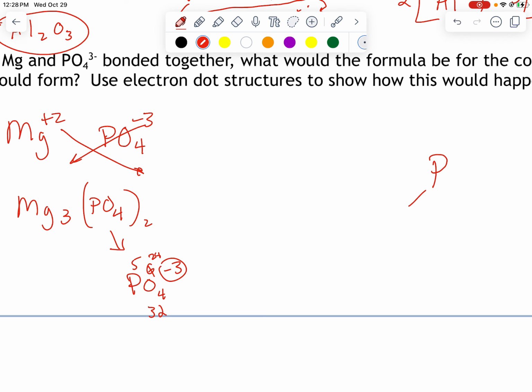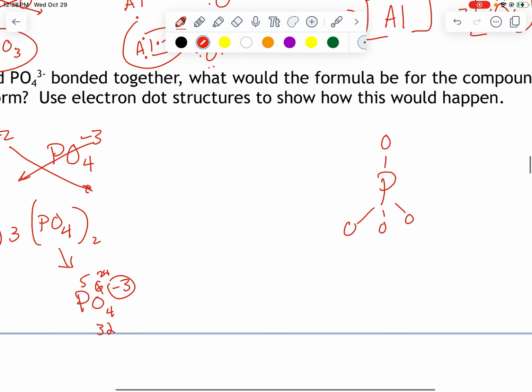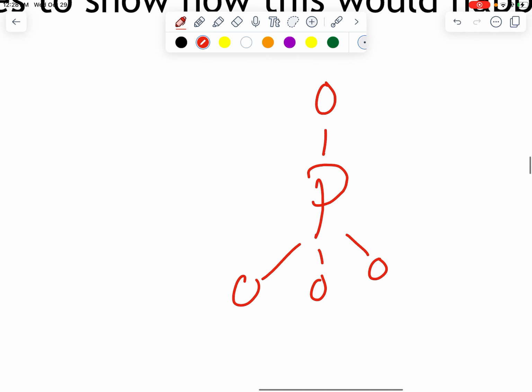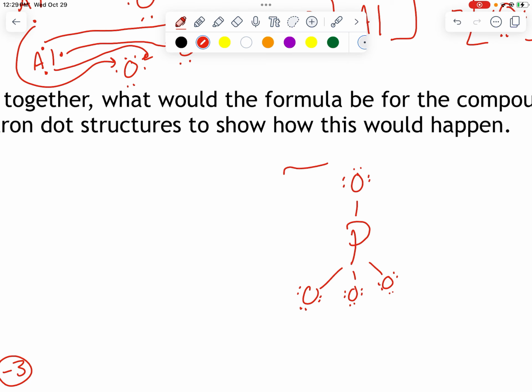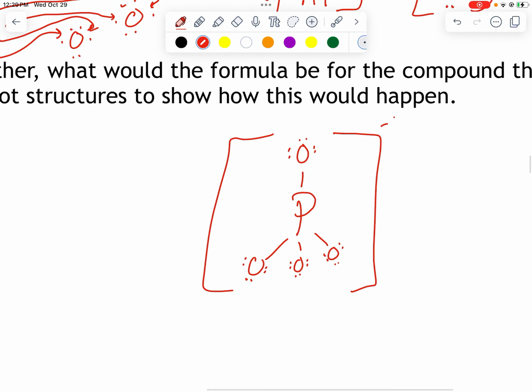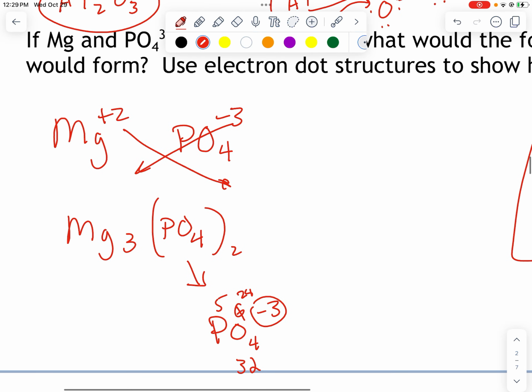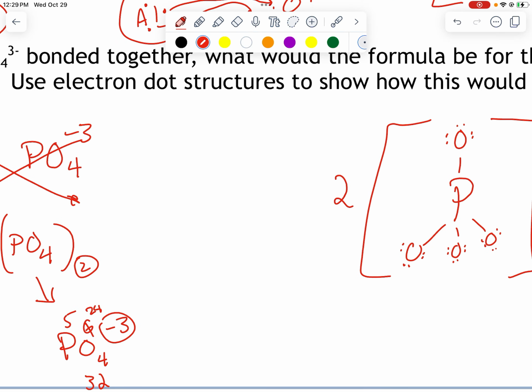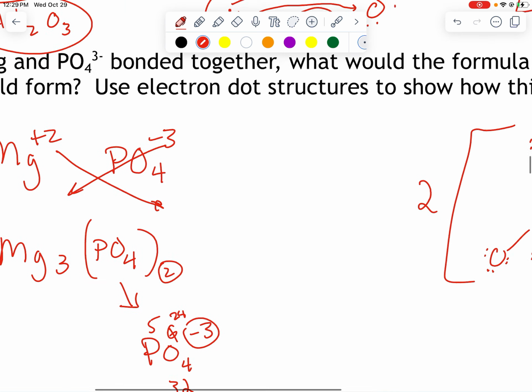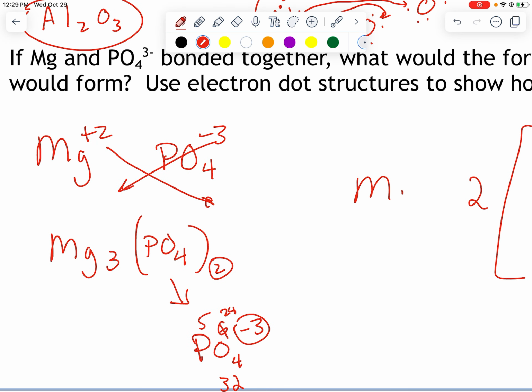So phosphorus. We're going to do the 3D structure right off the bat because it's good to do that if you know what it is. Give everybody 8. Okay, I'm going to put it in brackets because it has that -3 charge. And then I'm going to look at the formula and see that there's 2 phosphates. So I'm going to put a 2 in front.